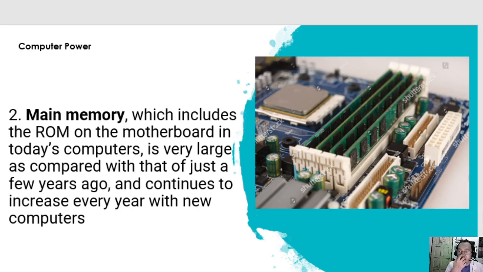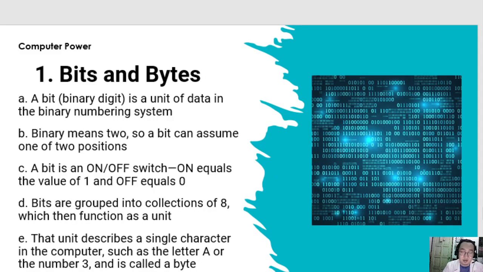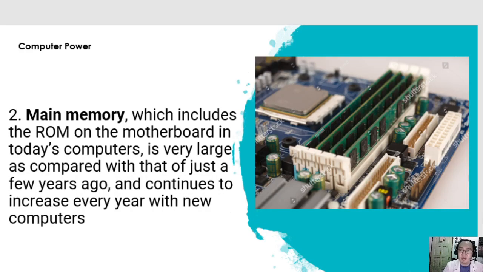Then we have the main memory also. First is the bits and bytes concept. Another one is memory, specifically the main memory, which includes the ROM and the motherboard, of course. This has a very large evolution also. It went bigger in terms of power compared to years ago.